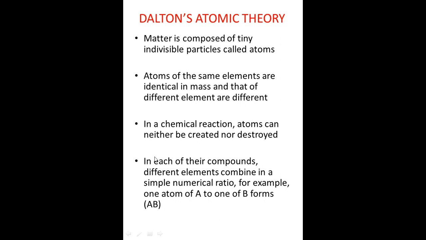Lastly, Dalton postulated that in each of their compounds, different elements combine in some simple numerical ratio. So for example, one atom of A combines with one atom of B to form compound AB. This means that in every compound formation, the atoms in the elements combine in a numerical ratio. So we have a 1:1 ratio in compound AB if you have one atom of A combining with one atom of B.